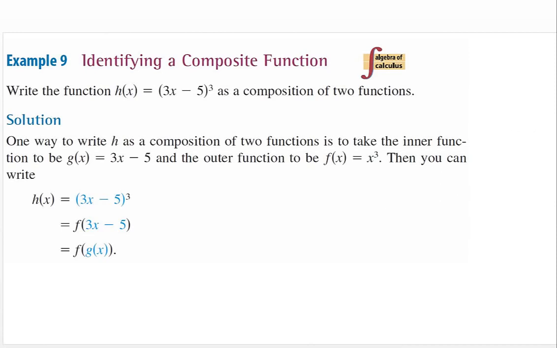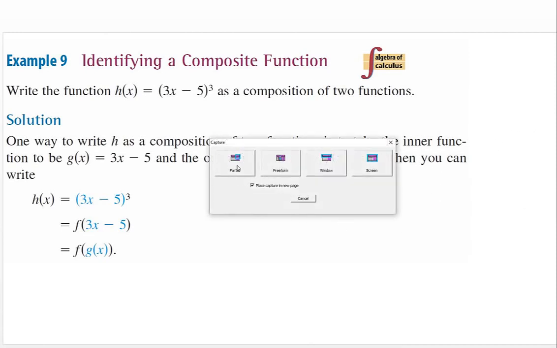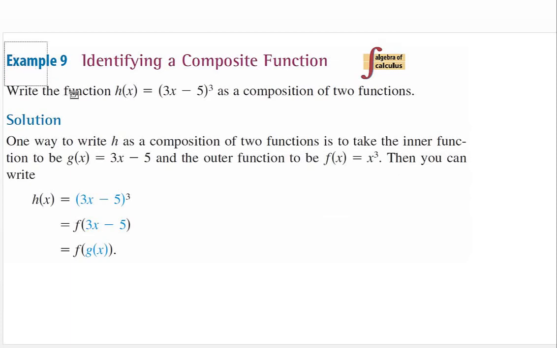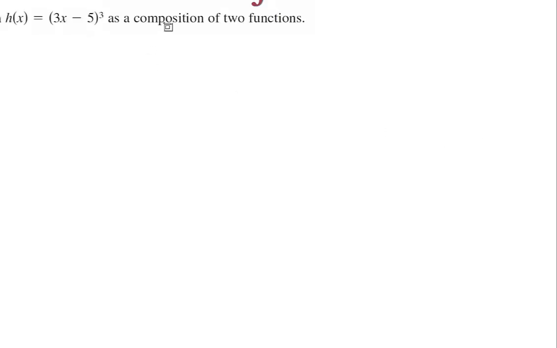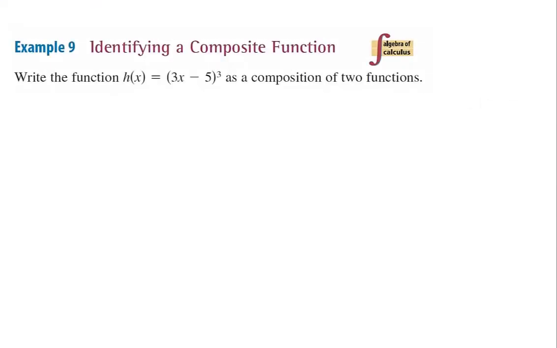Next thing, basically writing a composition of functions. Write the function as a composition of two functions. Okay, and it's pretty simple. So basically right here, we need to write the function h of x is equal to 3x minus 5 to the third power as a composition of two functions.